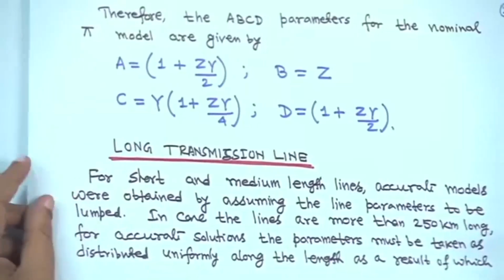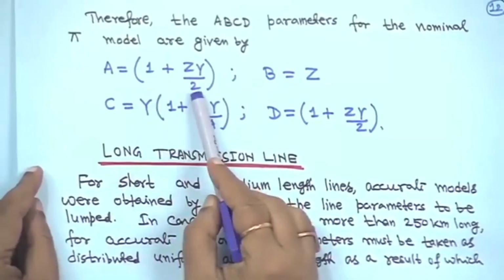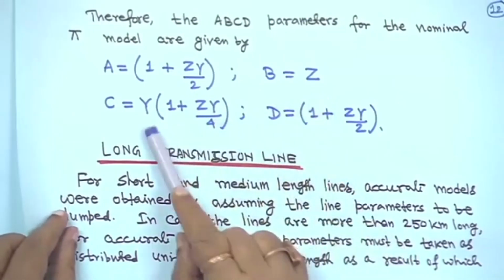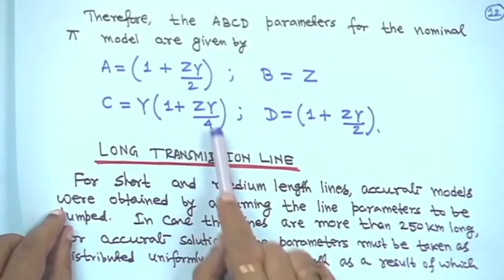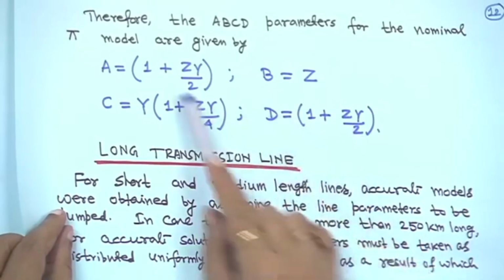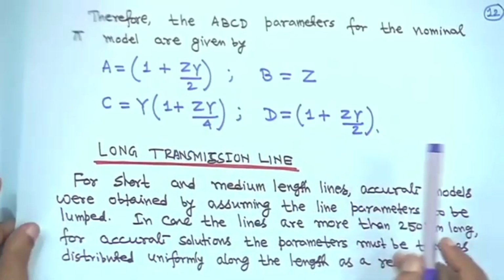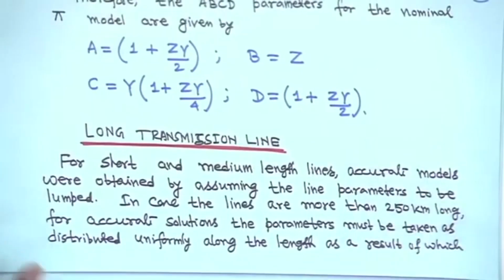So the ABCD parameters: A is equal to 1 plus ZY upon 2, B is equal to Z, C is equal to Y into (1 plus ZY upon 4), and D is equal to A, that is 1 plus ZY by 2. So, we got the ABCD parameters for the medium transmission line.